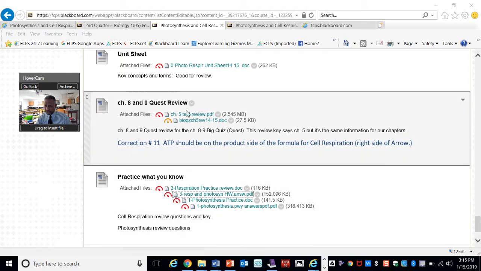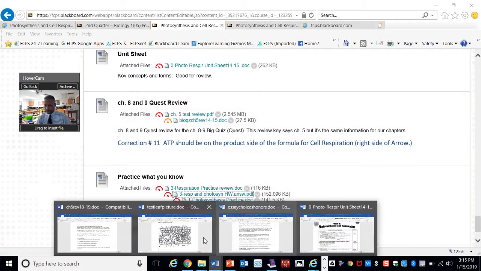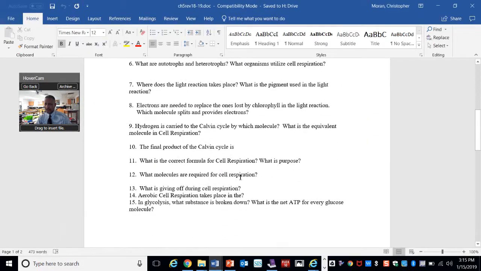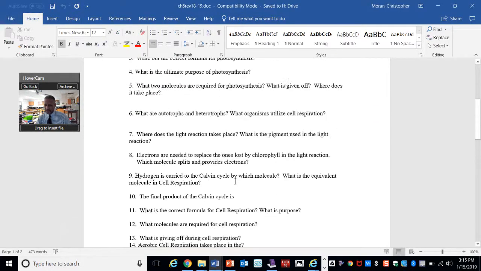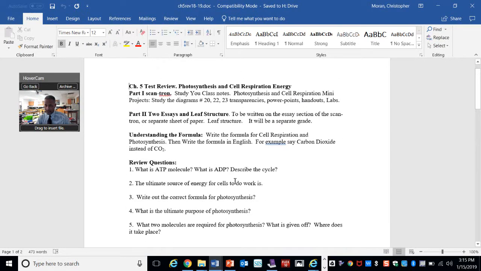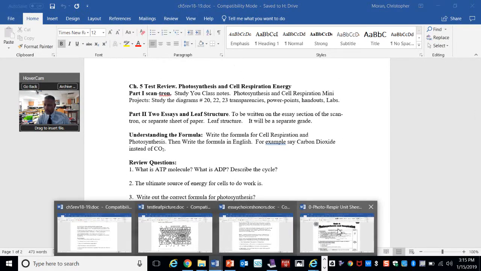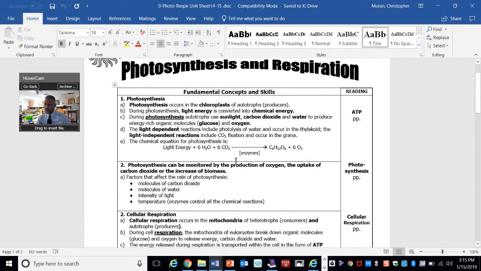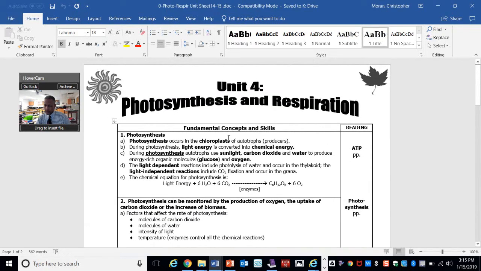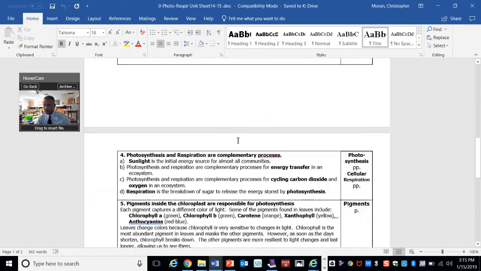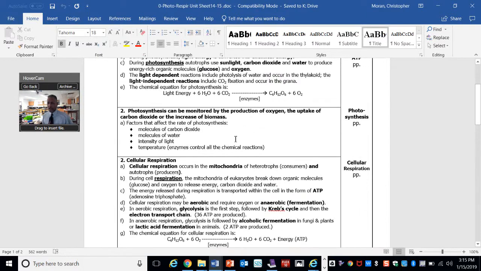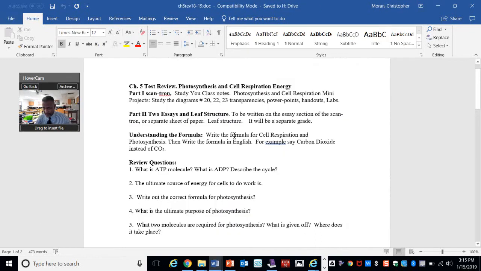Now, this is the test review that regular bio has. I put it for honors if you wanted additional practice. So they got this test review, and we went over those answers. If you're absent, go to Blackboard and get the key. Honors got this. If you're regular bio and you want this, this is on course materials as well. And then you also got a bunch of review questions, which I don't have a digital copy of. Now, what I want to do is give you some additional practice.